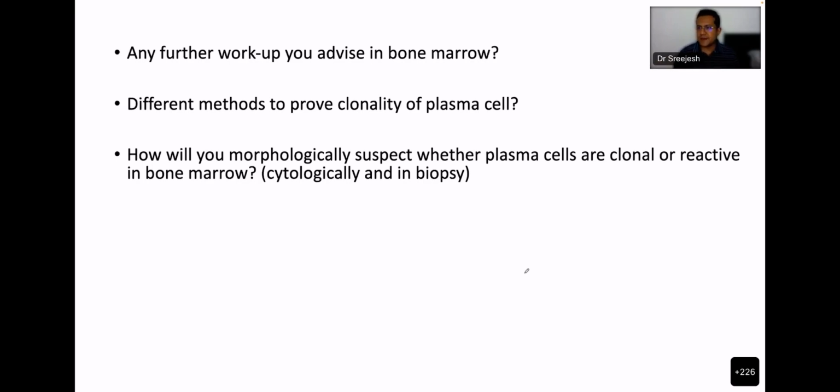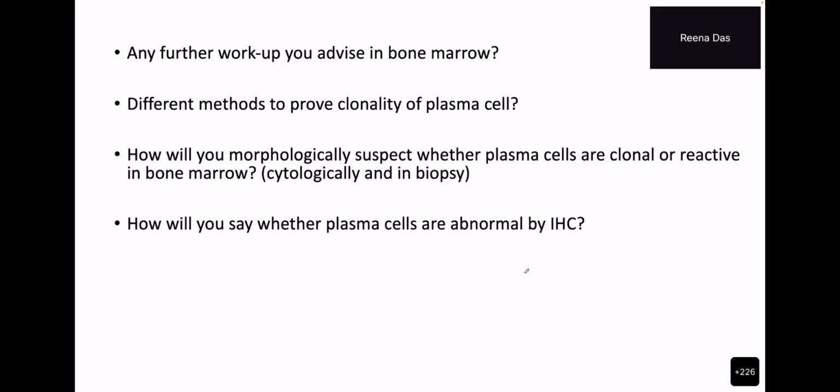Okay, so morphologically also you can suspect. Actually, two people said sinusoidal, so that would not be correct at all, because in the sinusoid normally you don't get anything. If you get something in the sinusoid, that would be definitely abnormal. Dr. Shitesh asked you where do you get them normally, right? In the sinusoid generally you normally don't find anything, and even if you see the sinusoid, it will be empty most of the time, right?